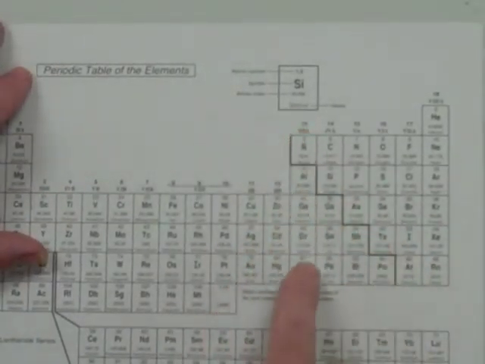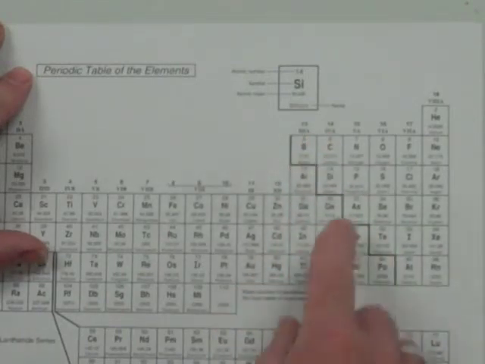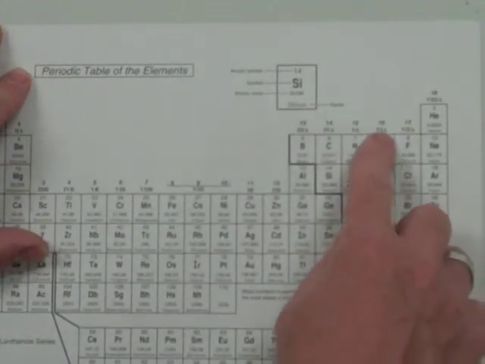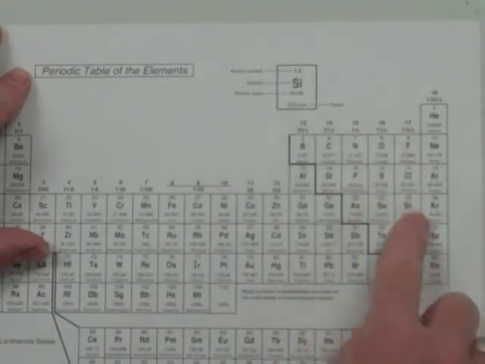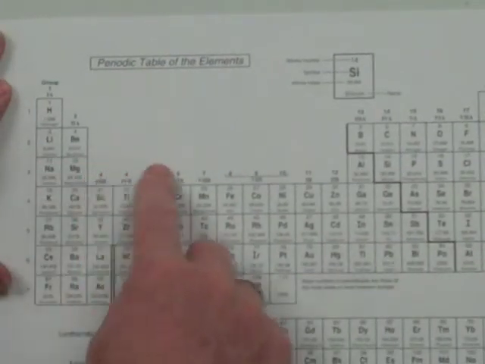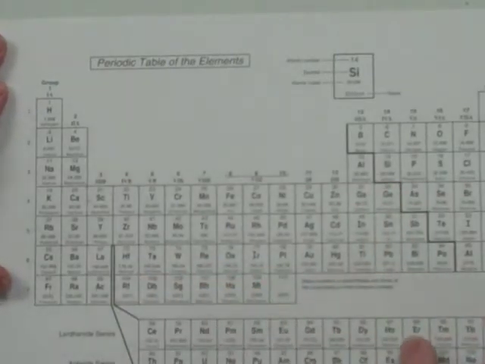Group 13 has 3 electrons in the outer ring. Group 14 has 4 electrons in the outer ring. Group 15 has 5 electrons in the outer ring. Group 16 has 6. Group 17 has 7. Group 18 has 8. What we find is as we go from left to right, the atoms become more and more stable because their outer energy ring is becoming full.